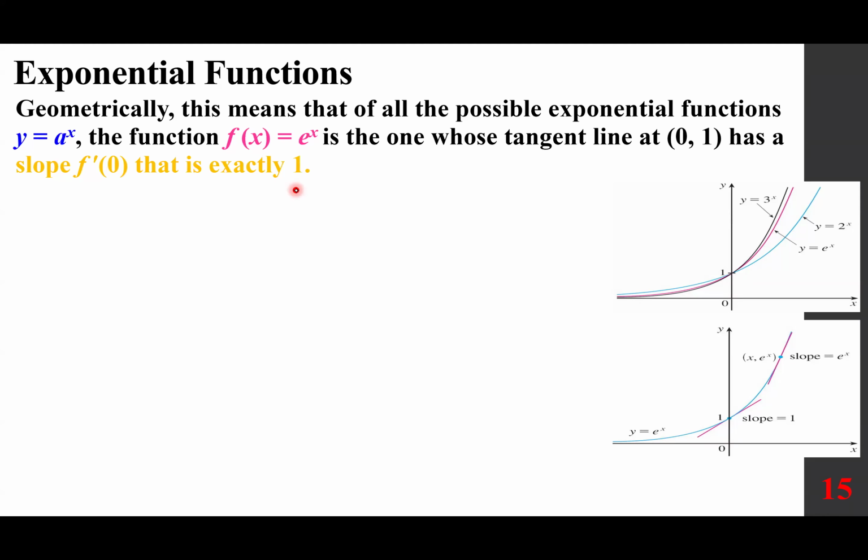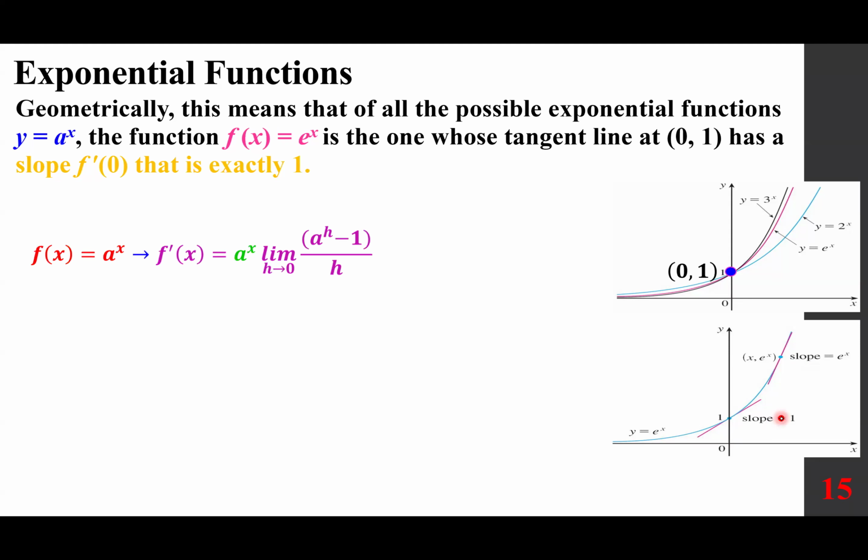If you look at, first of all, exponential functions where the base is larger than 1, you find e to the power of x to be between 2 to the power of x and 3 to the power of x. All of them have the same y-intercept at (0, 1). If you draw the tangent line at (0, 1) for some of them, you'll find some numbers. The only one where the slope is 1 is for y equals e to the power of x.